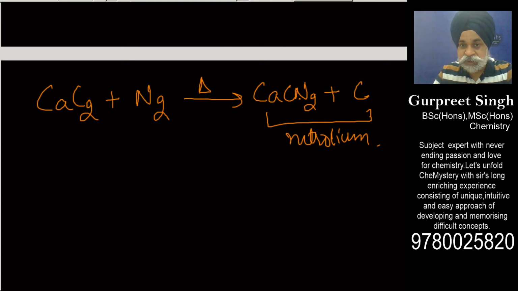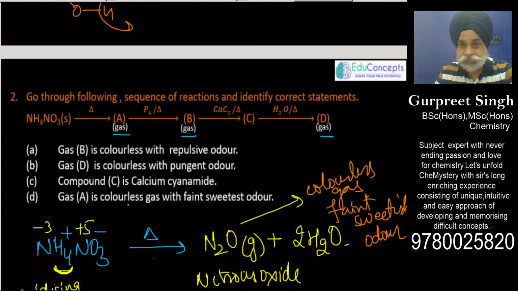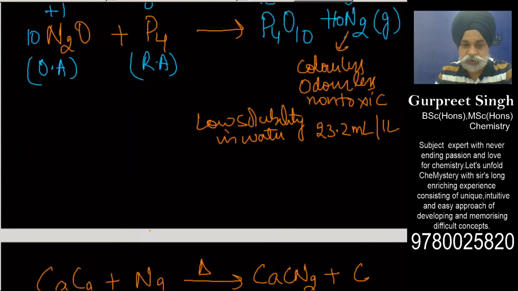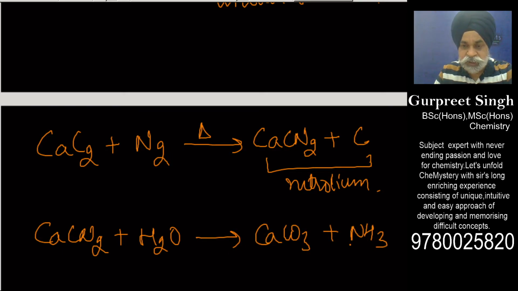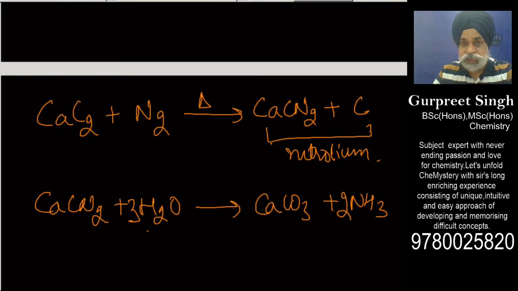Once this nitrolim or calcium cyanamide is formed, they are saying it is to be hydrolyzed with water along with heating. If you hydrolyze this with water, what you end up getting here is calcium carbonate along with ammonia. So this is the simple thing. What you have to remember here in this case is ammonia.